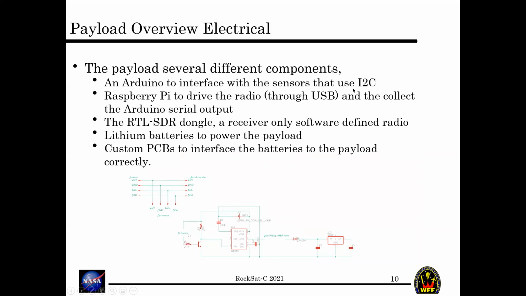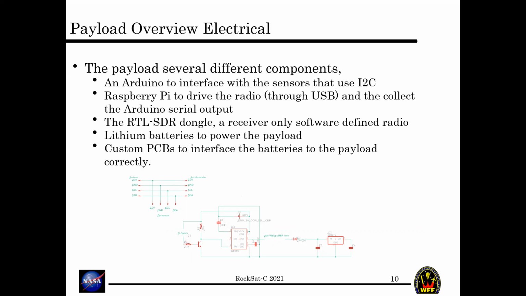Electrically, there's a lot of different components that need to all work together at once. We use an Arduino to interface with the sensors that use the I2C protocol. We use a Raspberry Pi to drive the radio through USB and then collect the Arduino serial output. The Raspberry Pi sort of acts like the brain of the operation. We use an RTL-SDR dongle, the receiver-only software-defined radio, to collect our radio signals. That then also connects to our antenna.